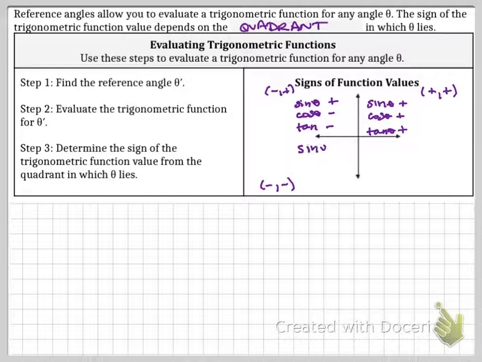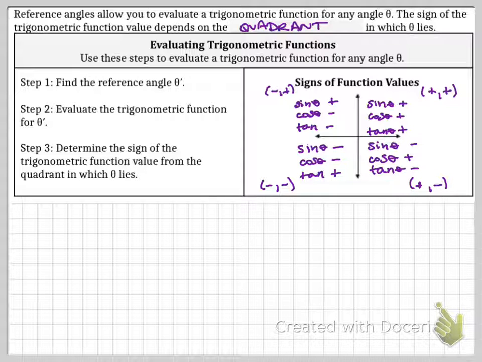Third quadrant is negative, negative. So sine of theta is negative, cosine theta is negative, but tangent of theta is actually positive because sine over cosine, or Y over X, is positive. Negative over negative is positive. And then quadrant 4, the X is positive, Y is negative. So sine of theta, the Y value, is negative. Cosine of theta is positive, and the tangent of theta is negative.